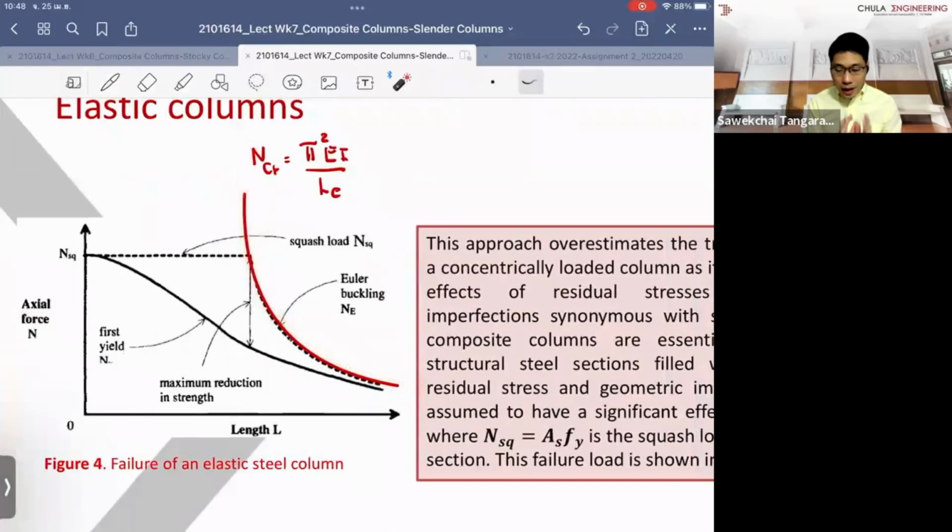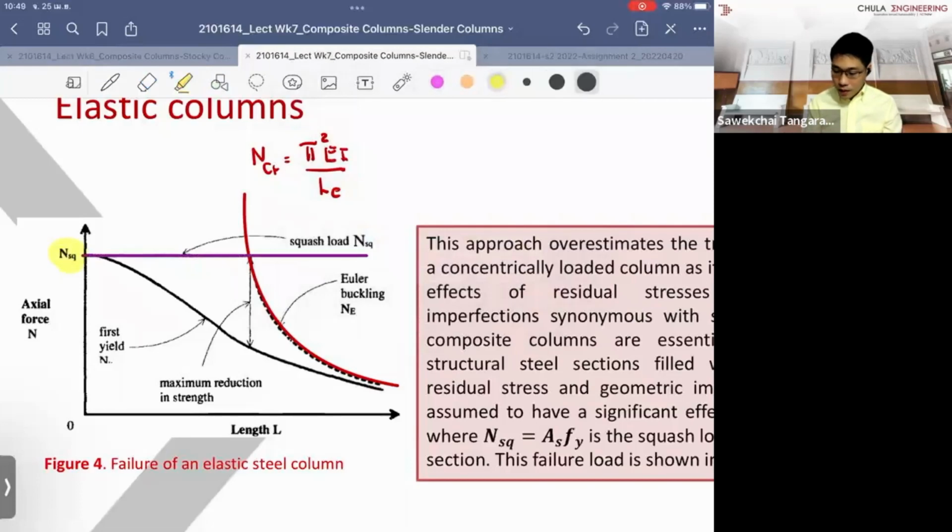And if we calculate the squash load, it means we start to take into account the material property of the steel. The squash load that we had in the previous example is saying that the squash load capacity, it doesn't matter how slender the member we're looking at, is flat and constant, which is called N_sq.